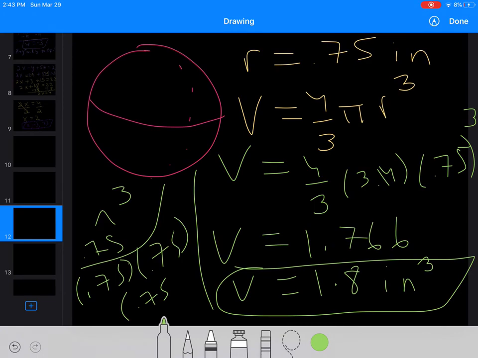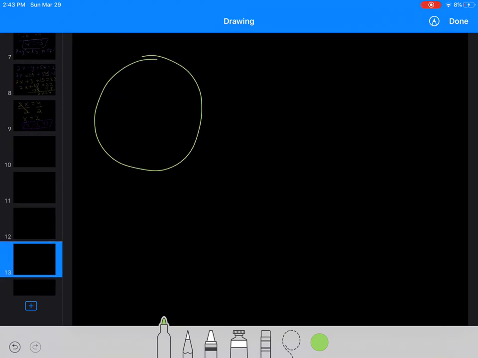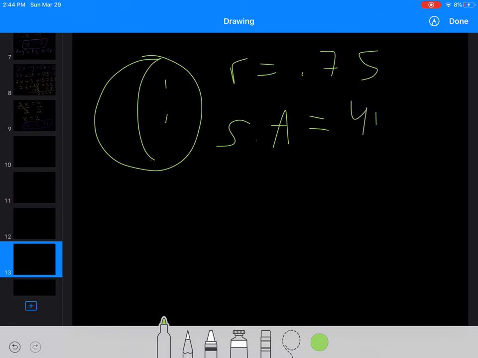While we're at it, let's just do the surface area of that same sphere with radius of 0.75. So the surface area was just equal to 4 pi r squared this time. So be careful, it's squared. So think 2 dimensions, surface area squared. So we're just going to substitute that out.